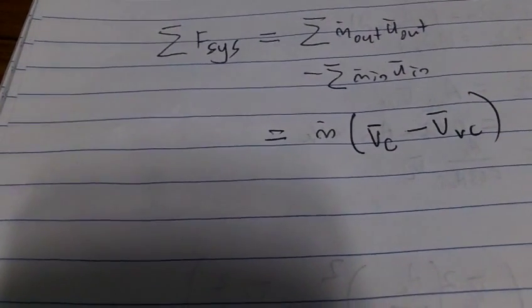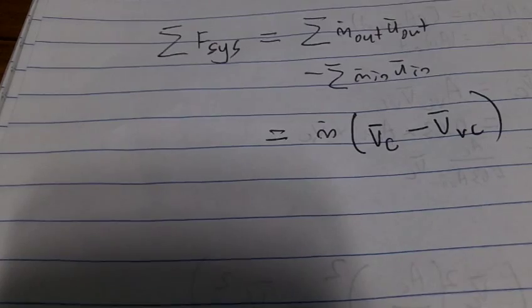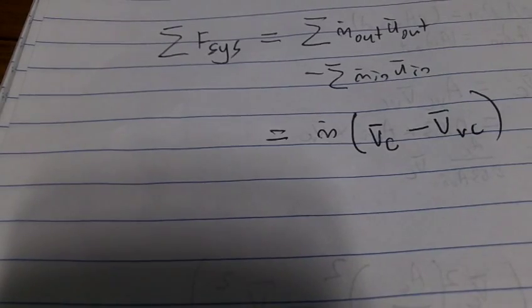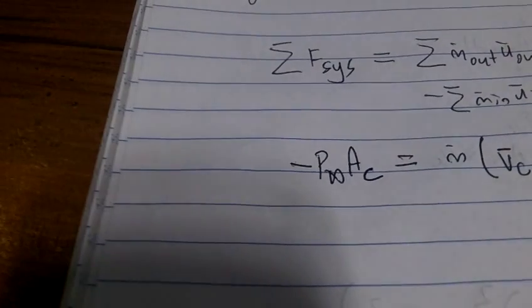Alright. Next thing we need to know is the force acting on this system. We know the pressure here is just P infinity, and that's acting to the left. So let's just have a negative sign: P infinity times the area C. This is the free stream pressure, or the pressure at the second part here.